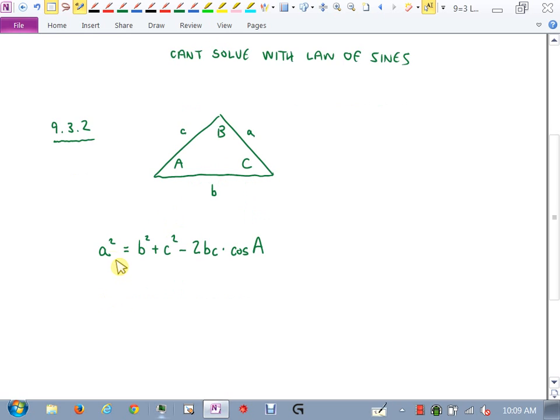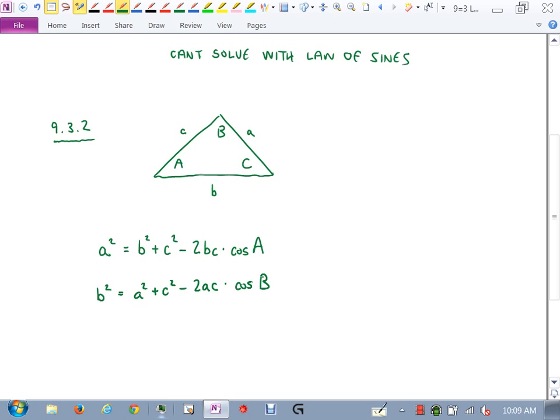So because of this, there are actually three different versions of law of cosines. There's one that you have a squared, there's one that you have b squared, and one that you have c squared. They're all the same, though. It's just switching a, b, and c around. So let me give you the other two. This one would be b squared is a squared plus c squared minus 2ac times cosine, this time, of capital B.